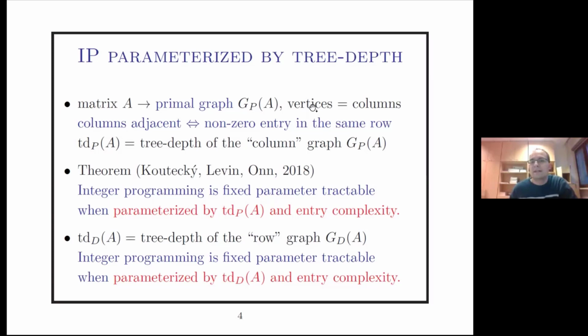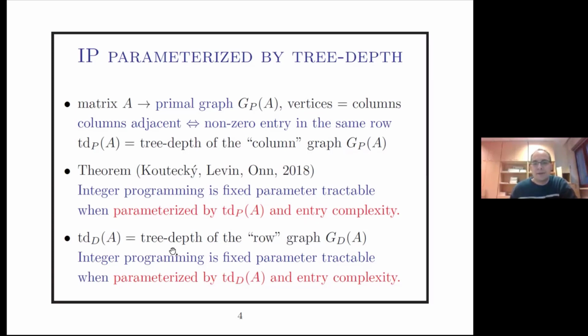So let me start with the primal graph. A primal graph is a graph whose vertices are the columns of the matrix, and two vertices are adjacent if and only if the corresponding columns contain non-zero entries in the same row. The primal tree depth of the matrix is just the tree depth of this column graph of the matrix. Kouteckรฝ, Levin, and Onn show that integer programming is fixed-parameter tractable when parameterized by the primal tree depth of the instance matrix and the entry complexity.